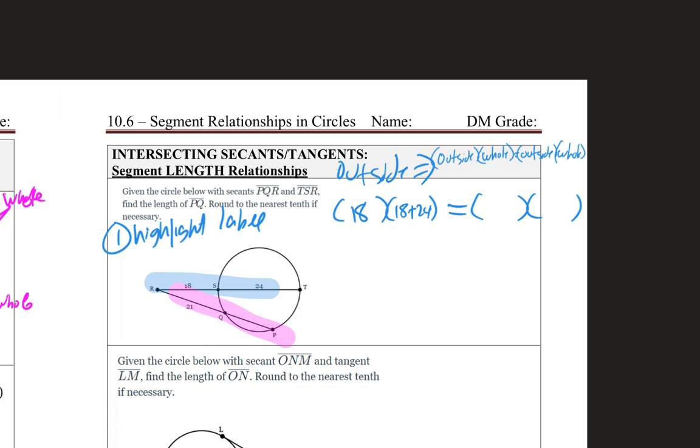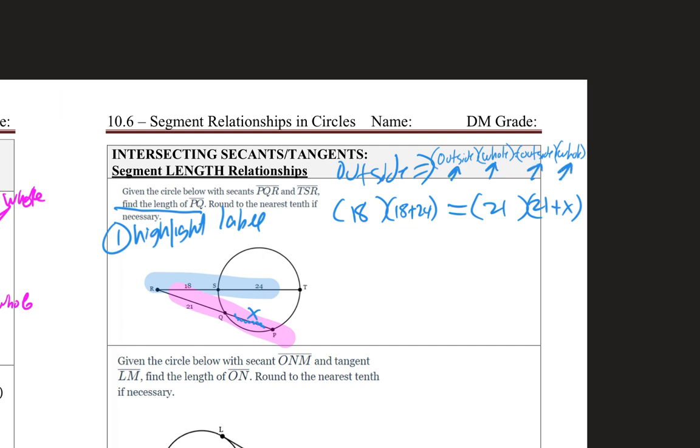Okay, equals now on the pink one. What's the outside on the pink one? It's this right here, right? Which is 21, right? How much is the whole thing? Well, let's look at what they want us to find. Find PQ, right? So PQ is this, and we can label that with an X, because it's something we don't know. Well, how much is the whole thing on the pink? Is it 21? Is it X? No, it's 21 plus X, right? So this is a little trickier, but we just have to recognize the outside and the whole.